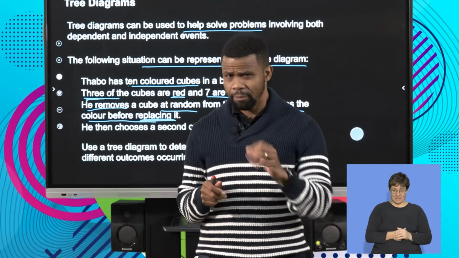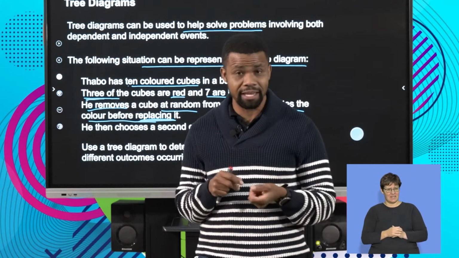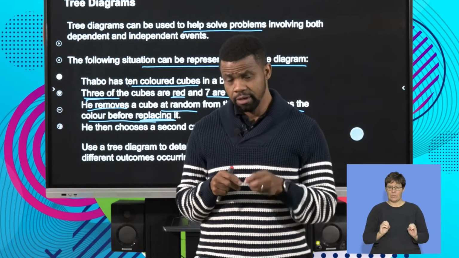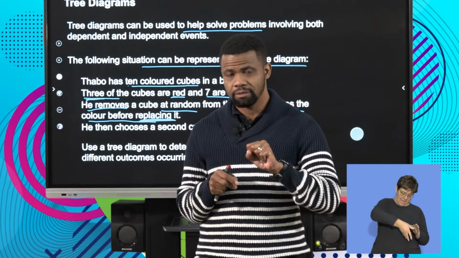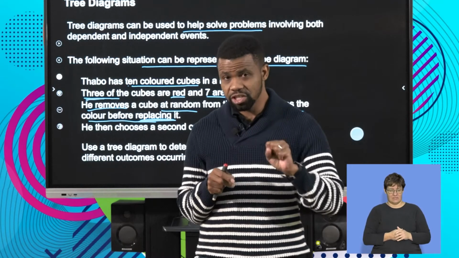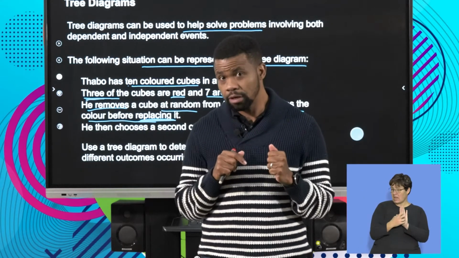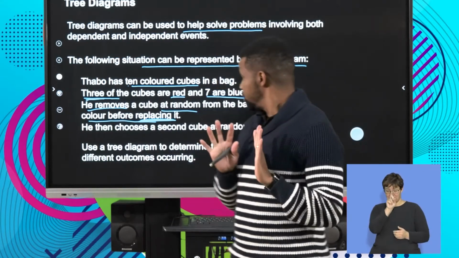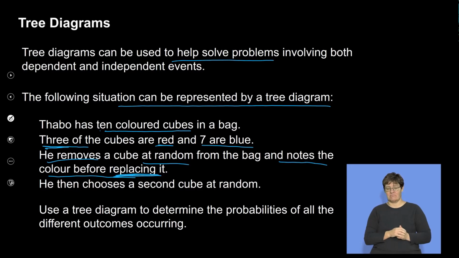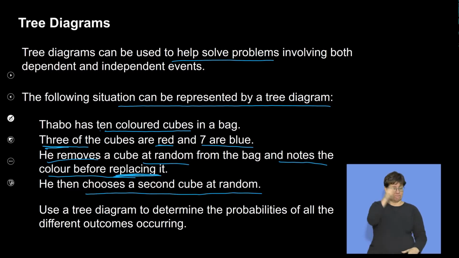Okay? And I want you to think about also, what if he doesn't replace? What happens? He's replacing now. Will it change probabilities? Will this change the tree diagram? How would it look? Okay, so let's see. Then he chooses the second cube at random. Use the tree diagram to determine the probability of all different outcomes occurring.